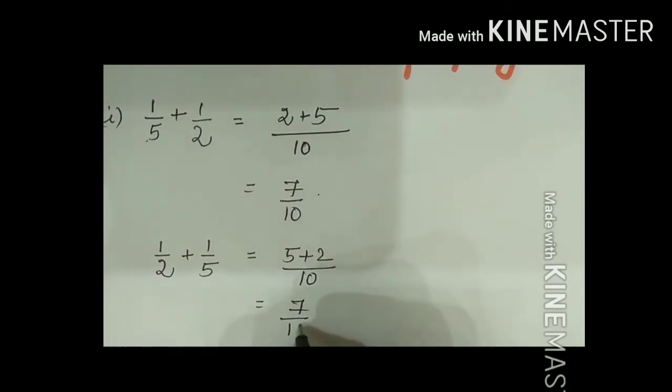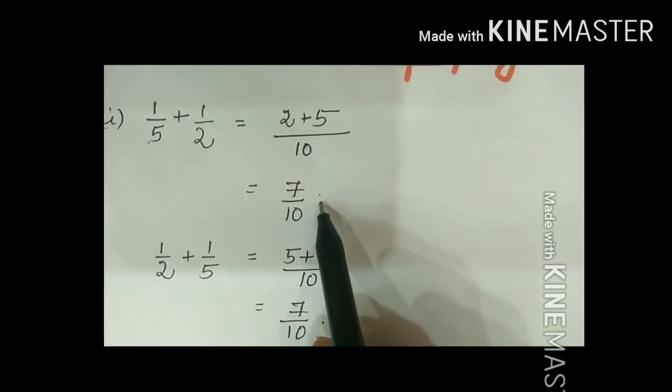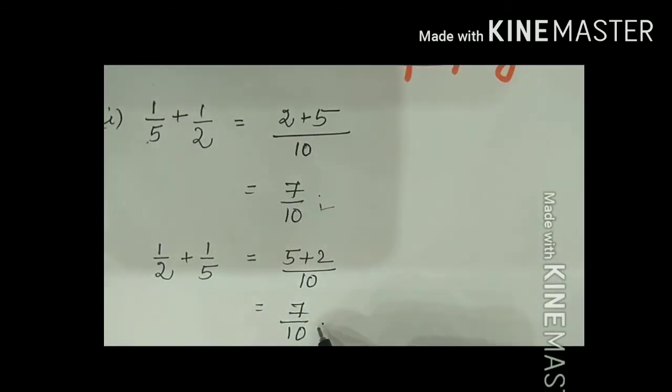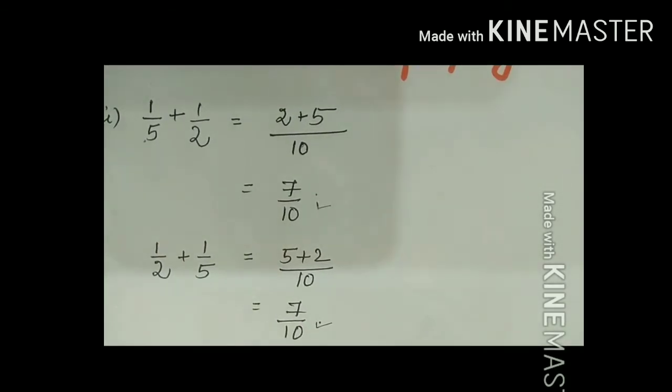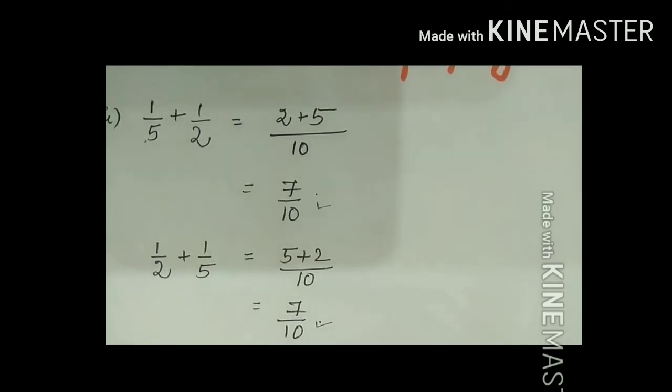10. So look at the result. It is 7 by 10 here, and here also it is 7 by 10. So what's the conclusion? If you add two rational numbers in any order, the result will be the same. This is exactly the commutative property. You can add any two rational numbers in any order, and the result will be the same. This is what is called the commutative property. So I'll take another example.